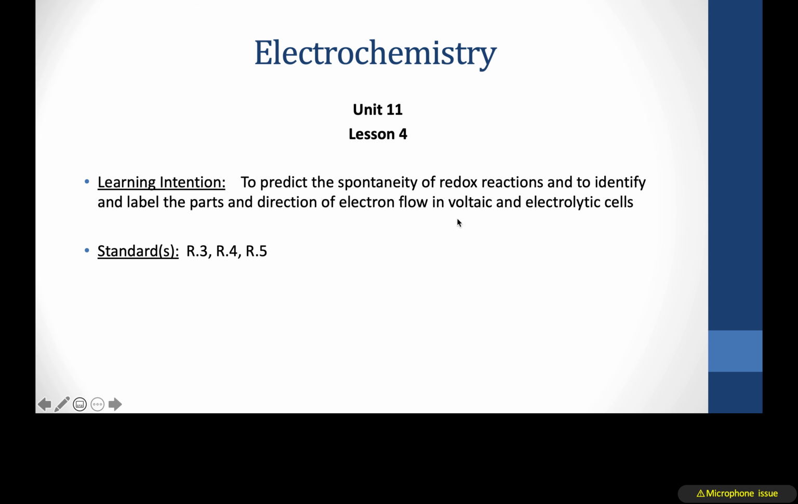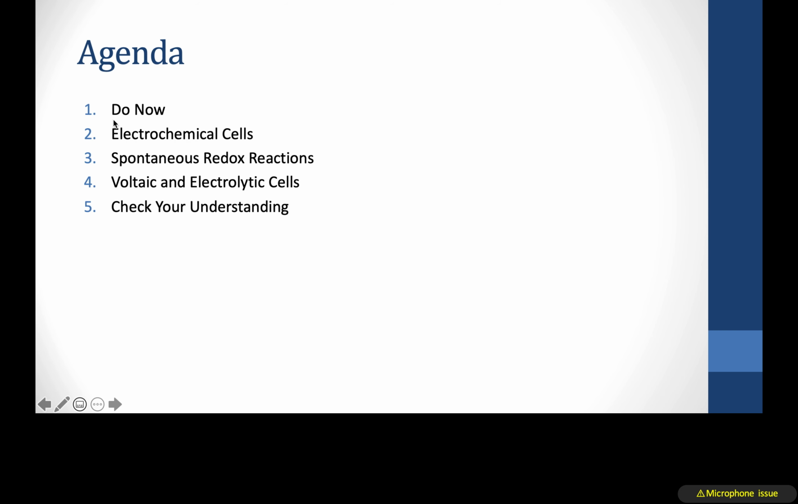A little preview: a voltaic cell is a battery. Okay, it's a battery. So here's the agenda for today. We'll do a quick do now, look at what electrochemical cells are, talk about spontaneous redox reactions. We'll break down the differences and similarities between voltaic and electrolytic cells, which are electrochemical cells. And then we'll do some check for understanding questions. I peppered in a few more of these because I think they're all multiple choice this lesson.